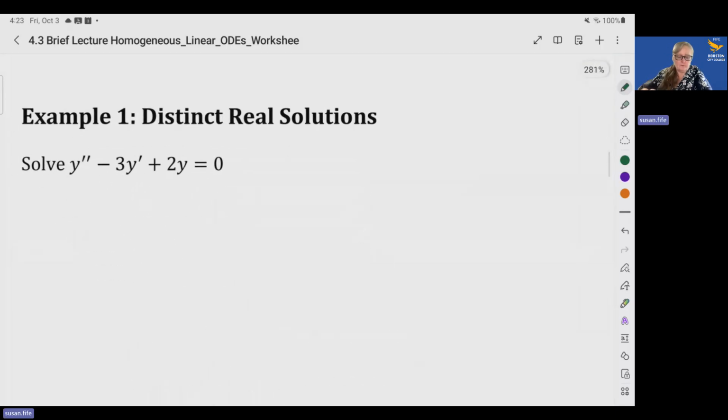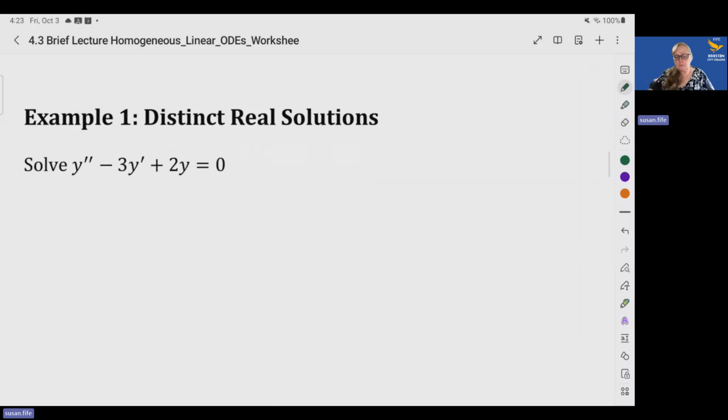So let's do some. So first thing I'm going to do is make a substitution. I'm going to let y equals e to the mx.